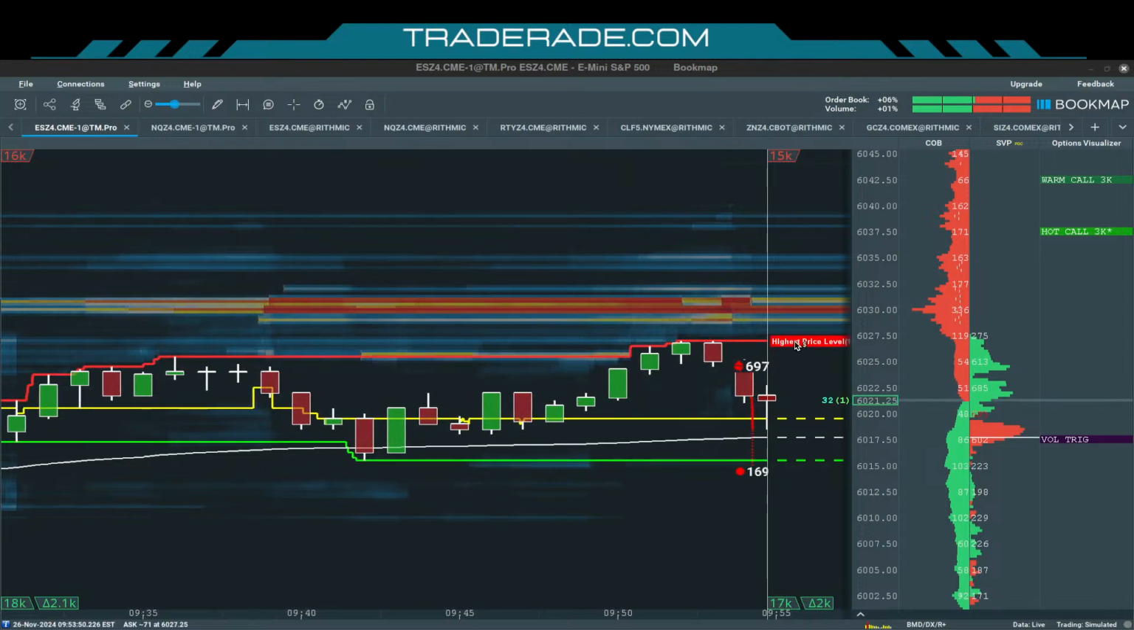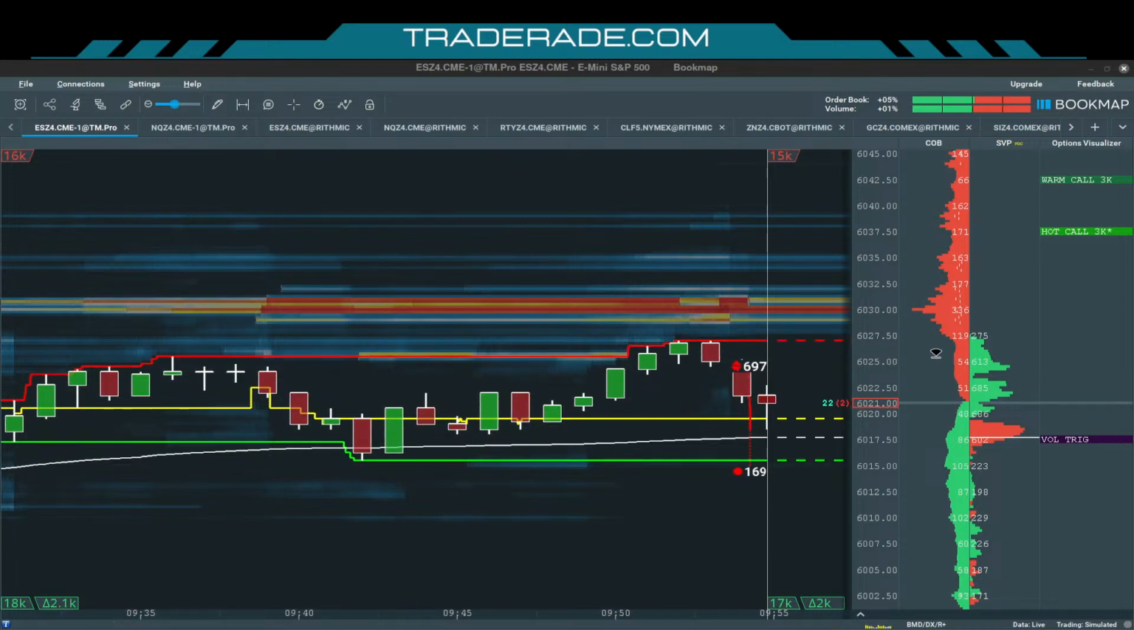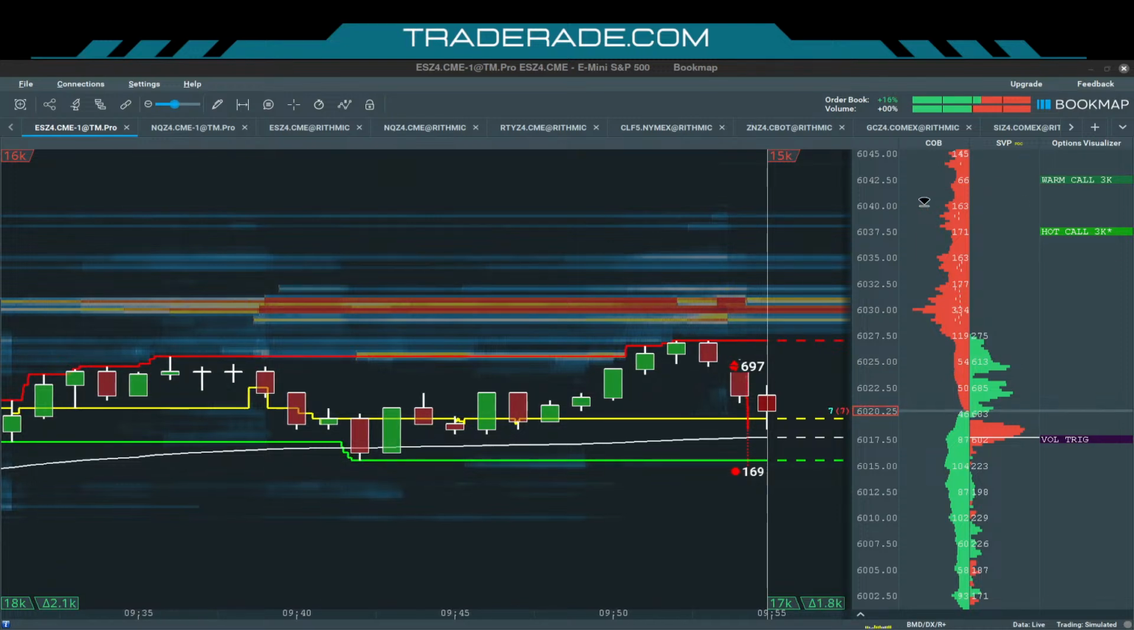So basically, the area that we're in right now, I would consider a sort of neutral zone. We have to break above or below the range and have flow confirm that before I want to really get into a long or a short.